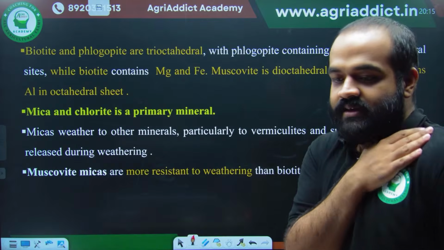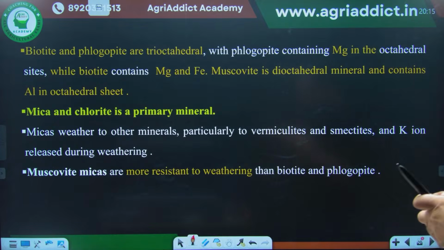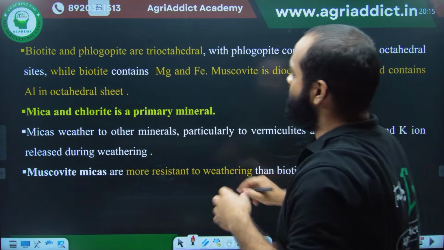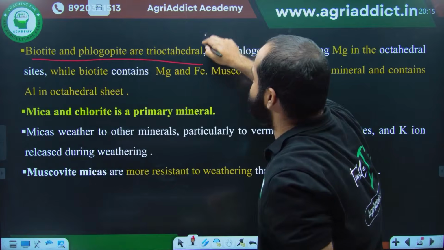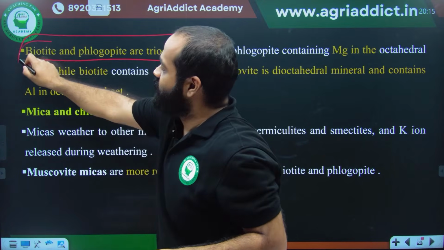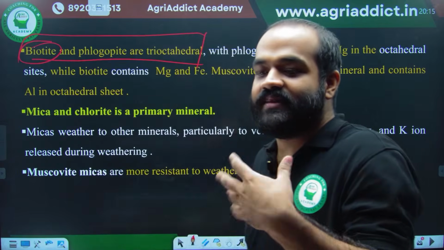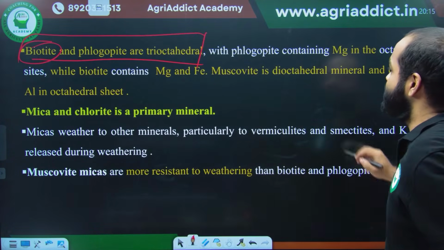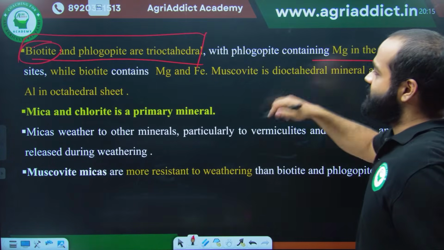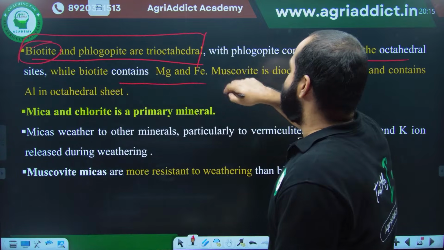Moving on, these are just simple information for you. There is not much worth saying here. These are just very simple pieces of information. Still, have a look. Biotite and phlogopite are trioctahedral. There is nothing to explain here. I have already told you many times why biotite is trioctahedral and why biotite is more weatherable than muscovite. We have said this already. Phlogopite contains Mg in the octahedral site, while biotite contains both Mg and Fe.